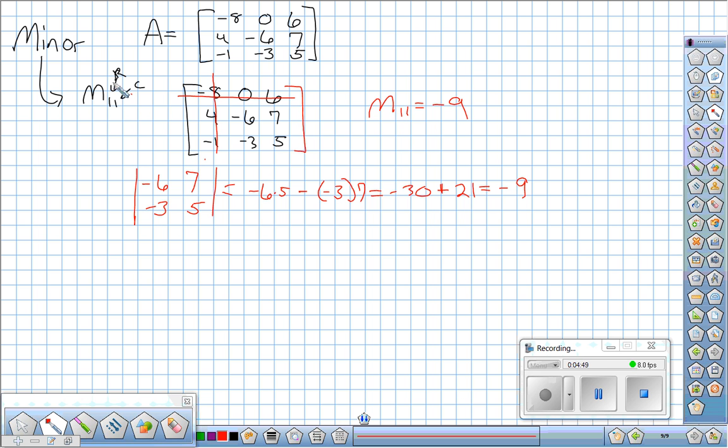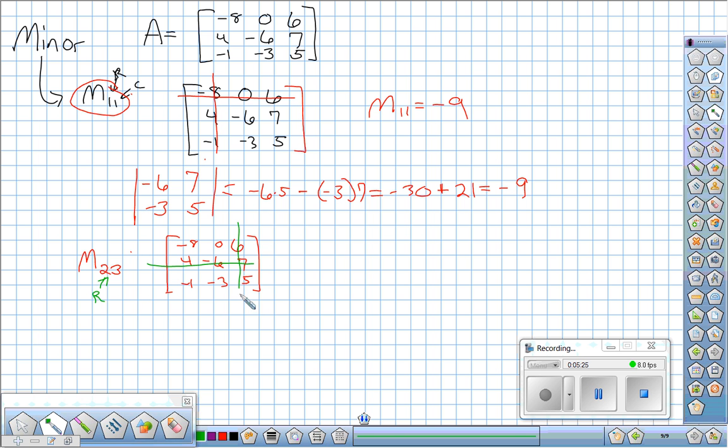I can ask you to find any one of them. There's only a few actual useful ones, but if I asked you to find M23, what you're going to do is rewrite your matrix first of all. So I have negative 8, 0, 6, 4, negative 6, 7, negative 1, negative 3, 5. I like rewriting it multiple times so that I actually can see what's going on and not have tons and tons of little marks all over. So M23 means I cross out row 2 and column 3.